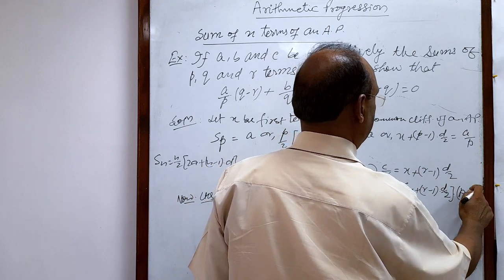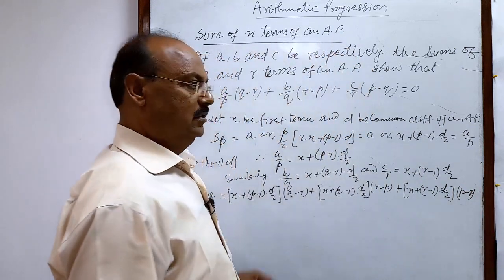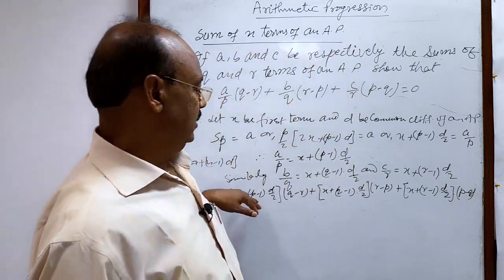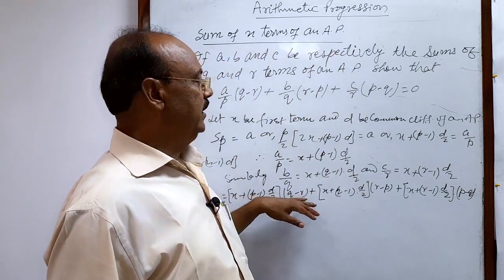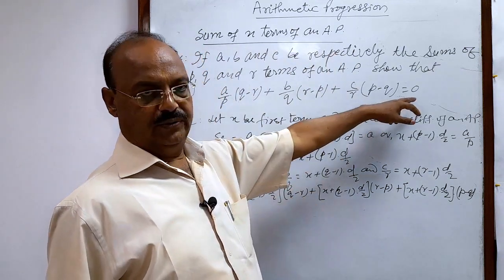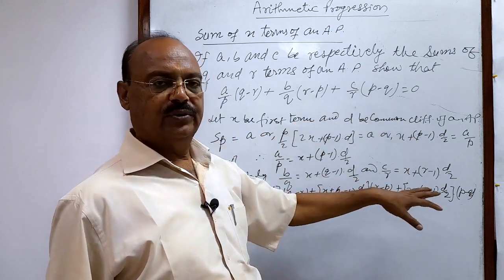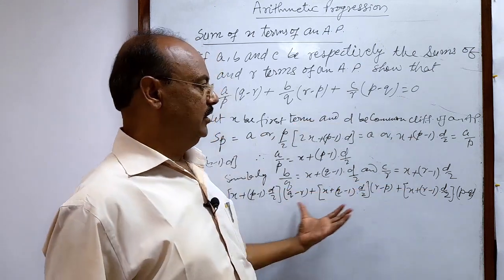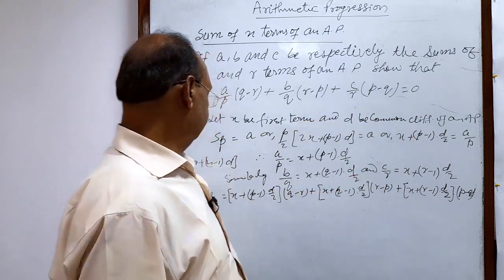This is the left hand side, and we have to prove that after simplification we'll get this value equal to 0. After simplification we'll show that this is equal to 0, correct?